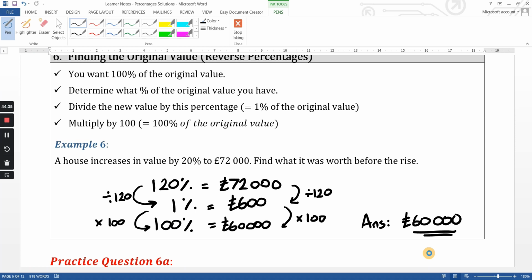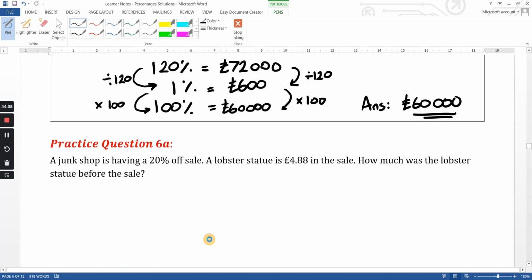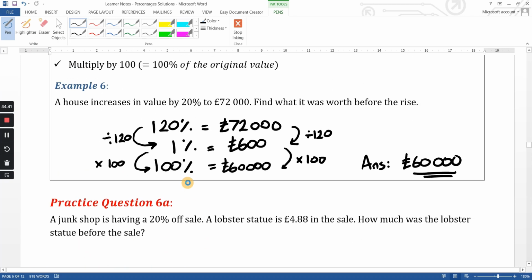It's just logic. You go from 120% to 1, and then from 1 to 100. It just makes more sense to me anyway. And hopefully you guys will do it the same way. The trick is to work out what percentage you've actually got first. So what does this actually represent? And then you want 100% of the original for your answer. So just to practice those, do have a go at the next ones yourself. Obviously use your calculators. Try it with this method, do give it a go, and do pause the video, and when you're ready, unpause it.